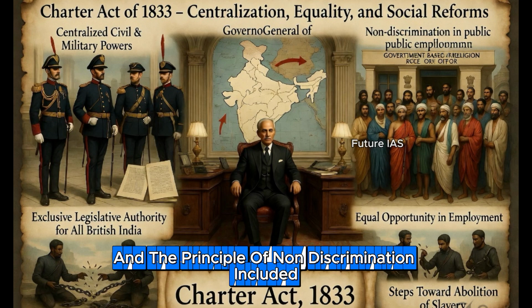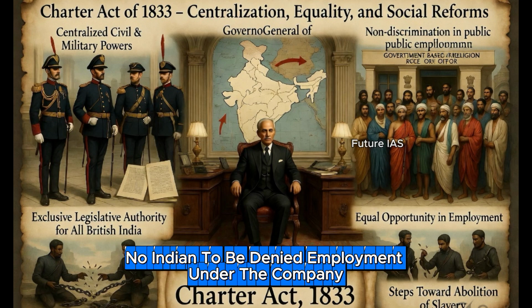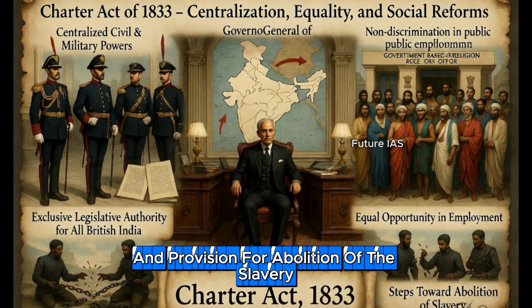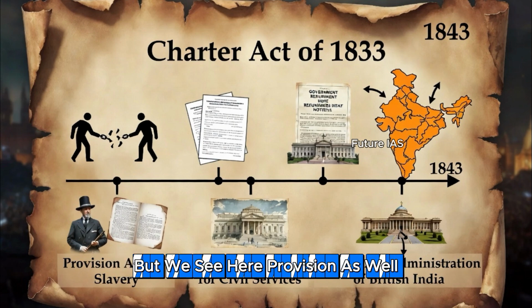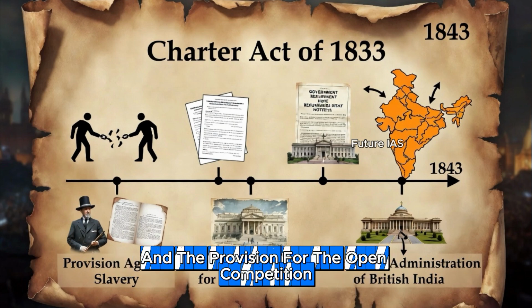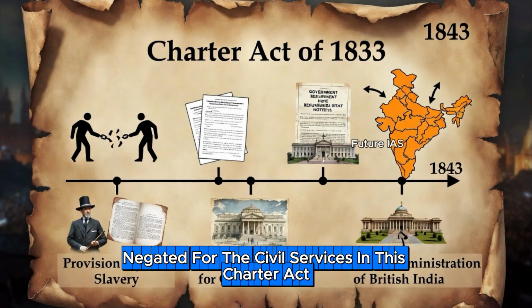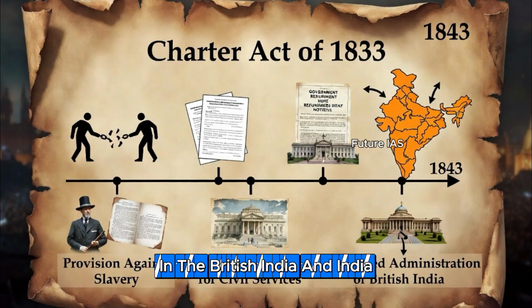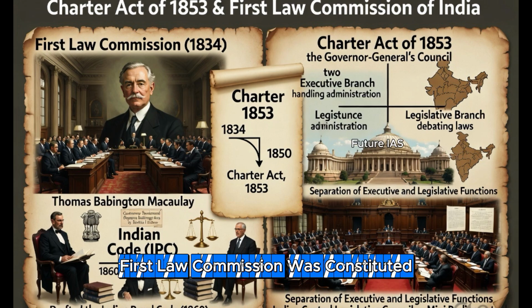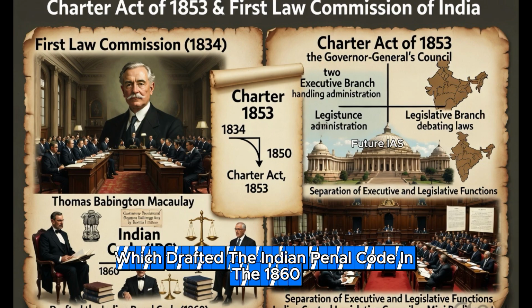The principle of non-discrimination was included: no Indian was to be denied employment under the company based on religion and color. There was also a provision for the abolition of slavery, which was abolished in the year 1843. The provision for open competition was negated for the civil services in this Charter Act. Apart from that, as the final step towards centralization in British India, India's first Law Commission was constituted, which drafted the Indian Penal Code in 1860.